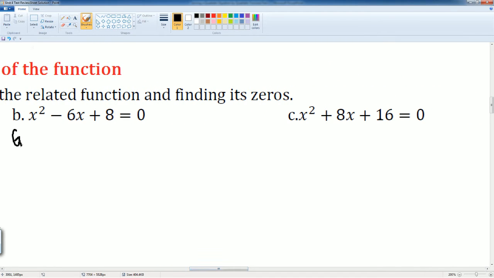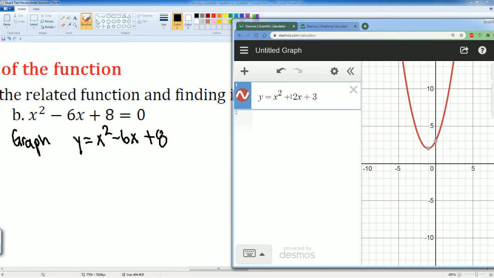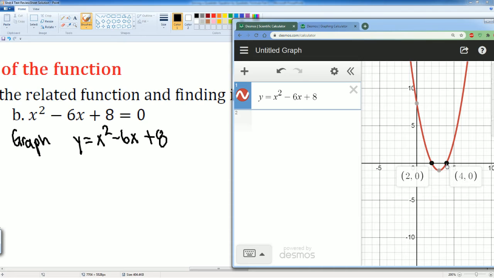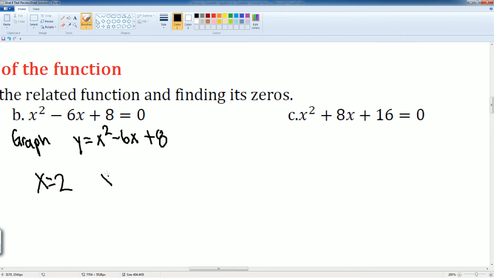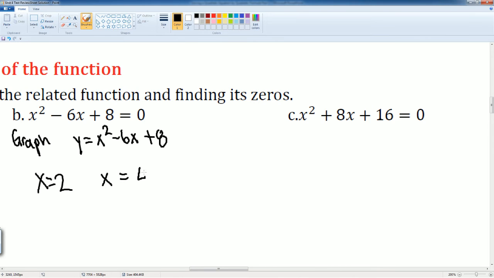We are going to graph y equals x squared minus 6x plus 8. And you have x squared minus 6x plus 8. And we saw that this one also has two solutions. All right, and this also has two solutions at 2 and 4. Okay, so x is equal to 2 and x is equal to 4. This would be your solution here. Good.